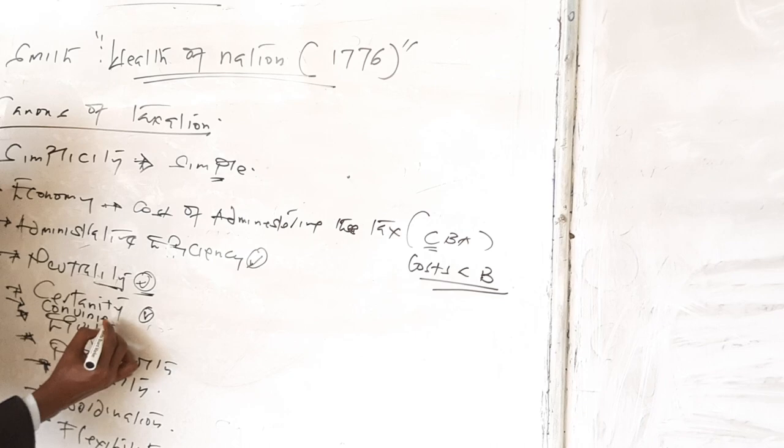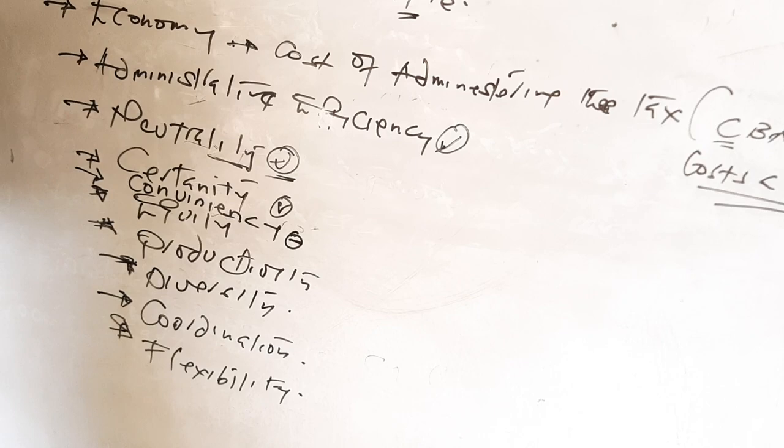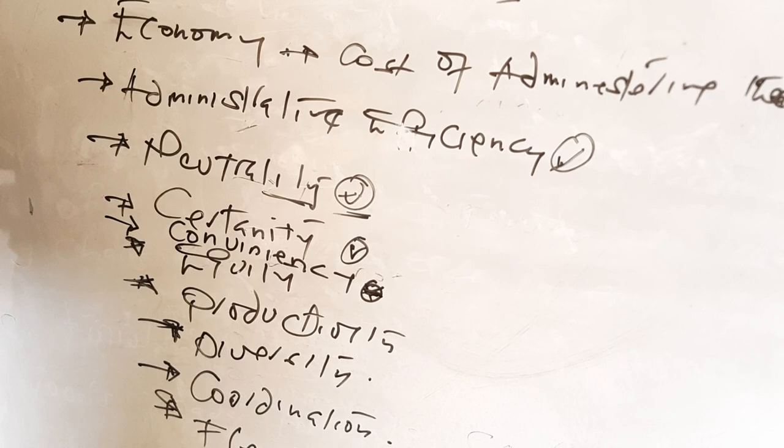The one I forgot to factor in: the canon of convenience. Convenience comes from the word convenient, feeling convenient about what you have to pay.